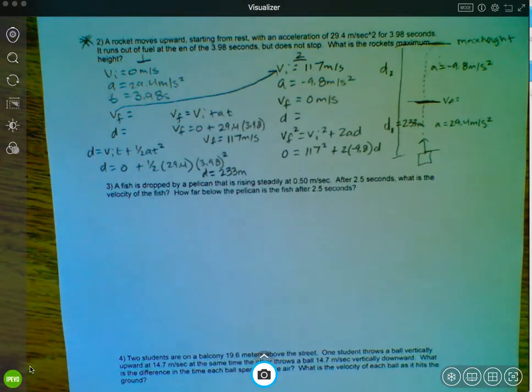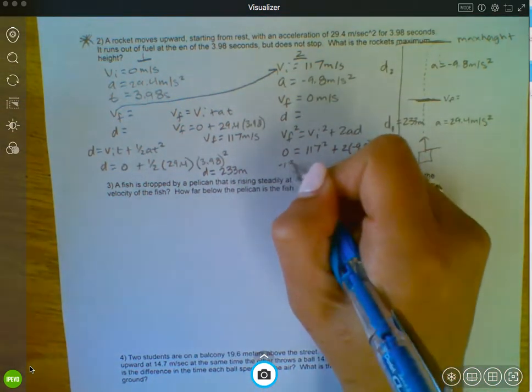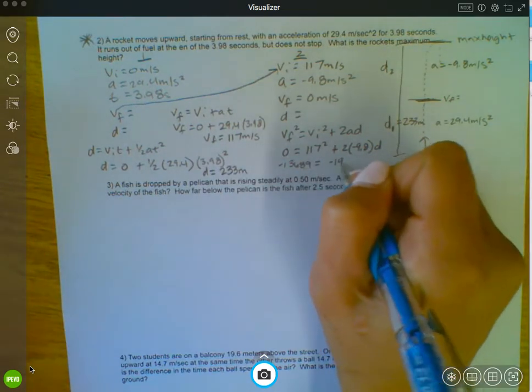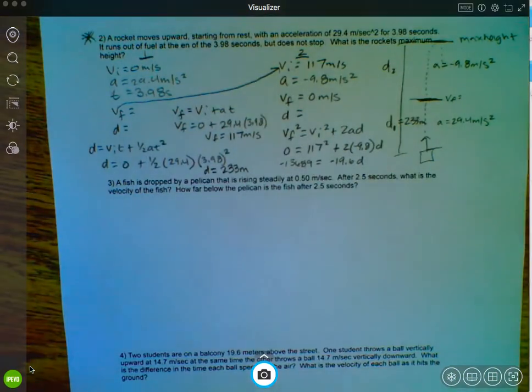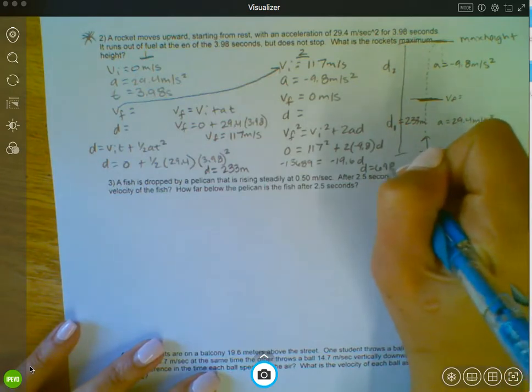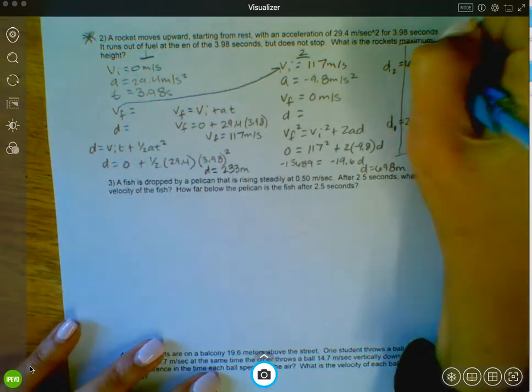Looking for displacement, I'm going to do 117 squared, and then move it to the other side, so it's negative 13,689. 2 times negative 9.8 is negative 19.6. And we get 698. So this is 698 meters.